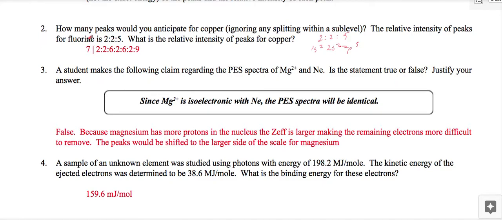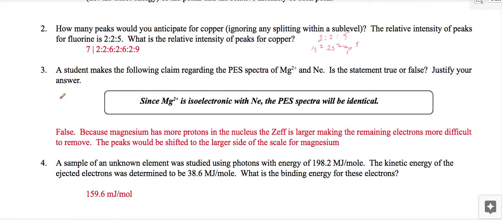Now, in this case, we would see a total of 7 peaks because we have 1s2, 2s2, 2p6, 3s2, 3p6, 4s2, 3d9. That's going to be the end of copper. So we have our ratio of 2 to 2 to 6 to 2 to 6 to 2 to 9, and I guess we could reduce these to 1, 1, 3, 1, 3, 1. What would that be? Maybe we can't. Nope, I guess not. All right, never mind. So there is the relative peak intensity for those.